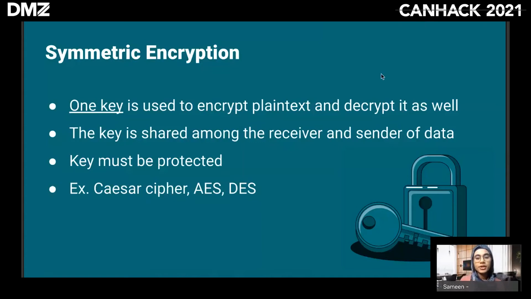In this scenario, the key is only known to the sender and the receiver. If I was sending you guys a message, you would all have the key and I would have the key, and we would know the key, but somebody else cannot know the key. If they know the key, then they can decrypt our message. Then there's no point in using that key anymore. We have to change our key once somebody finds out what it was.